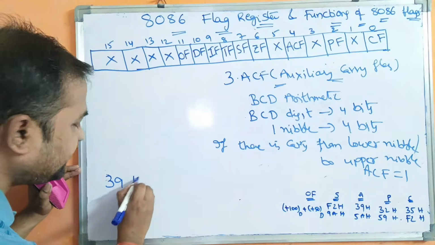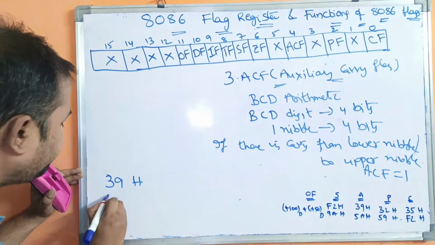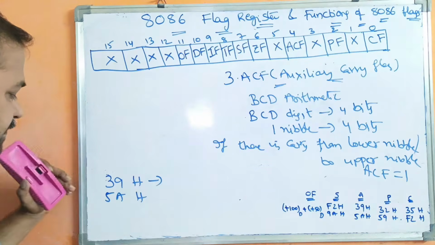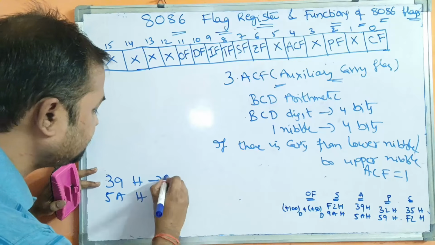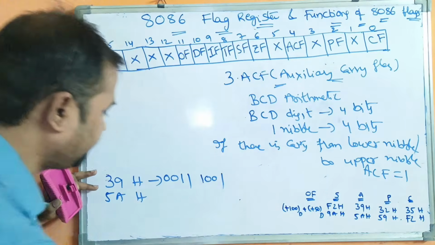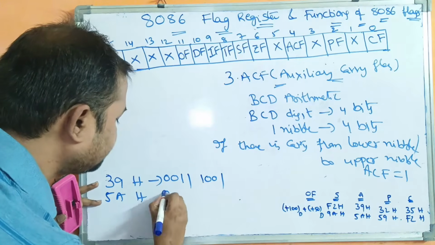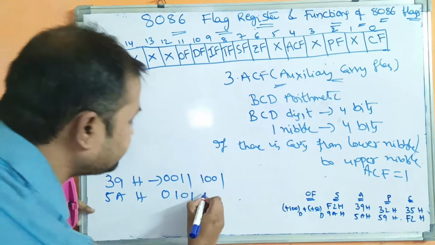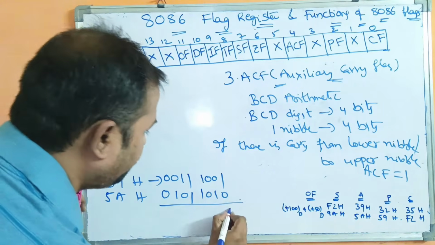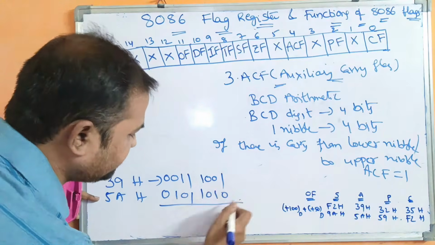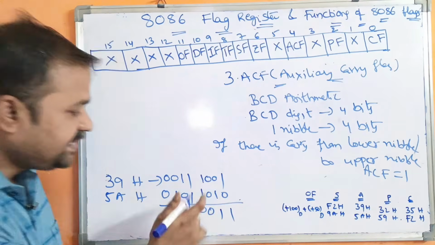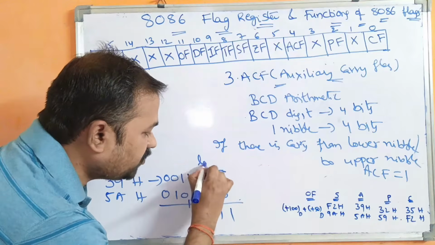Let the first number be 39H and the second number be 5AH. Let us represent them in binary notation. 3 means 0011, 9 means 1001. 5 means 0101. A means 10, which is 1010. Let us perform the BCD addition operation. 1 plus 0 plus 1, 1 plus 1 means 0 with a carry 1. Here this is called the lower nibble.